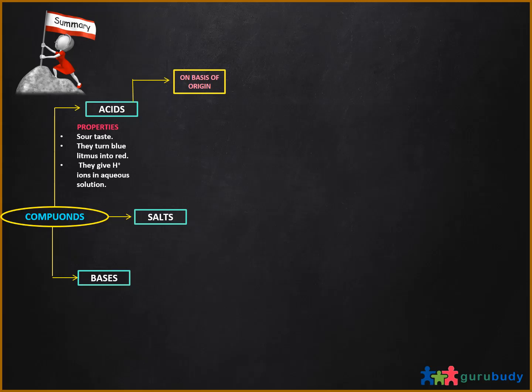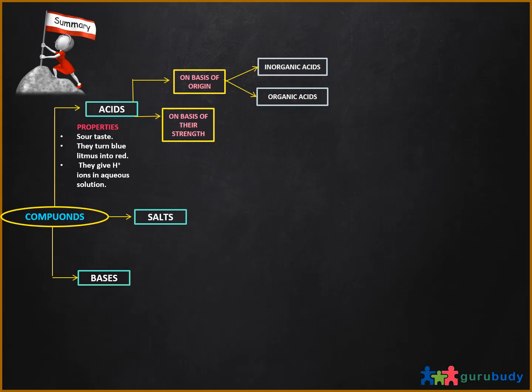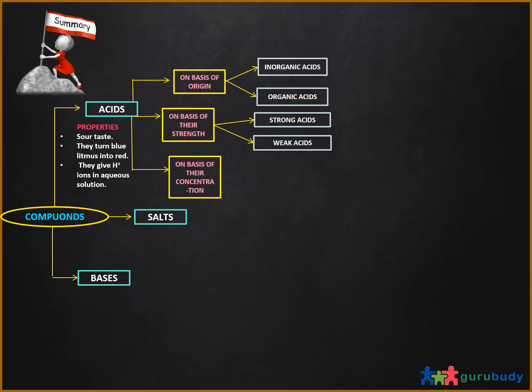Acids are classified on the basis of origin, that is inorganic acids and organic acids; on the basis of their strength, strong acids and weak acids; and on the basis of their concentration, that is dilute acids and concentrated acids.